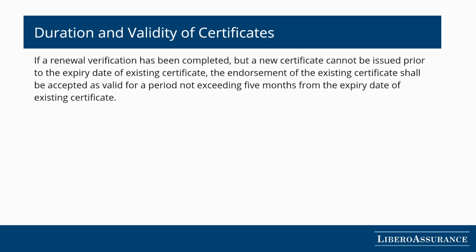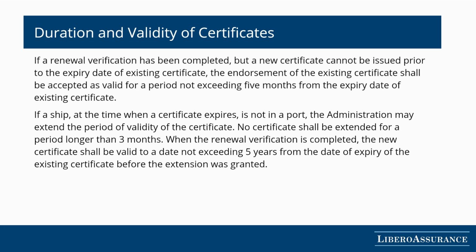If a renewal verification is completed, but a new certificate cannot be issued before the expiry date, the endorsement of the existing certificate is accepted as valid for a maximum of 5 months after the expiry date. If the ship is not in port when the certificate expires, the administration may extend the certificate's validity. The extension shall not exceed 3 months. Once renewal verification is completed, the new certificate is valid up to 5 years from the expiry date of the existing certificate before the extension.